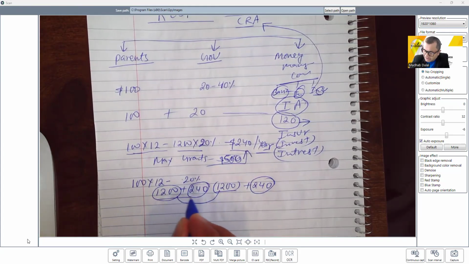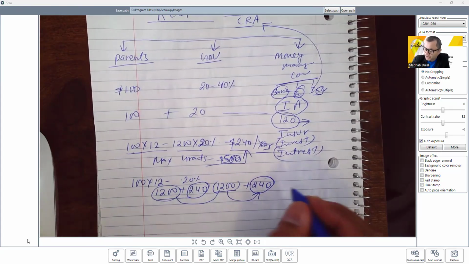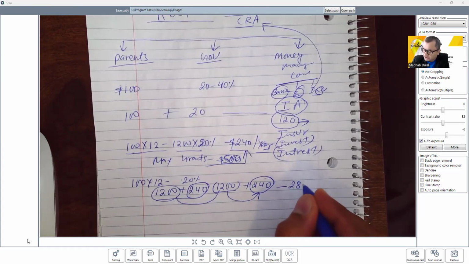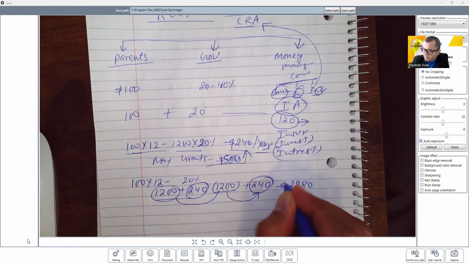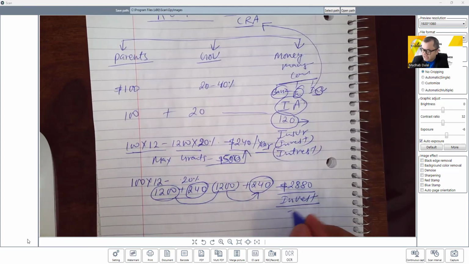This is your money, you get a grant. This is the loan money, you get a grant. So now in total, how much is there? That's $2,880 that goes to the investments, and you give an instruction to invest. That goes to the market and they start earning the interest, right?